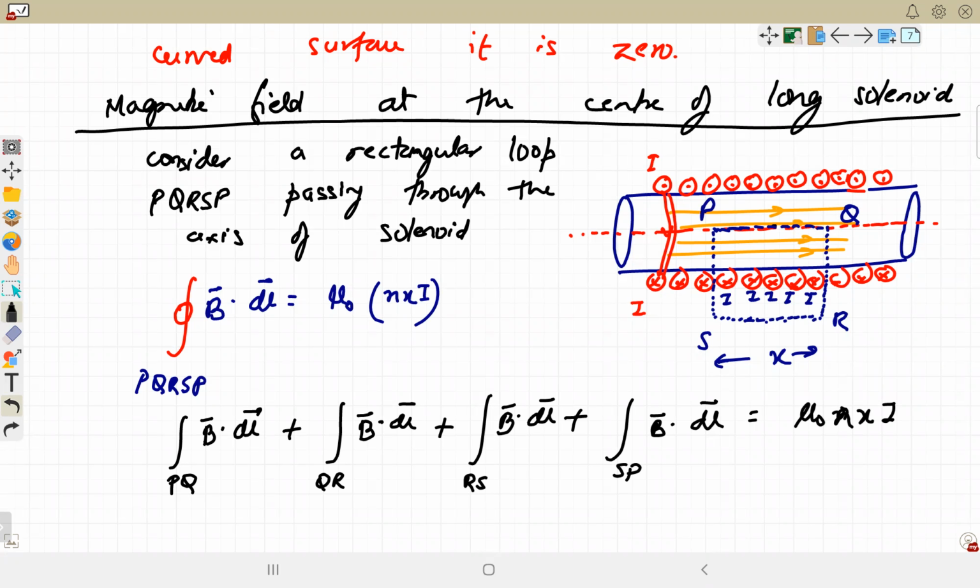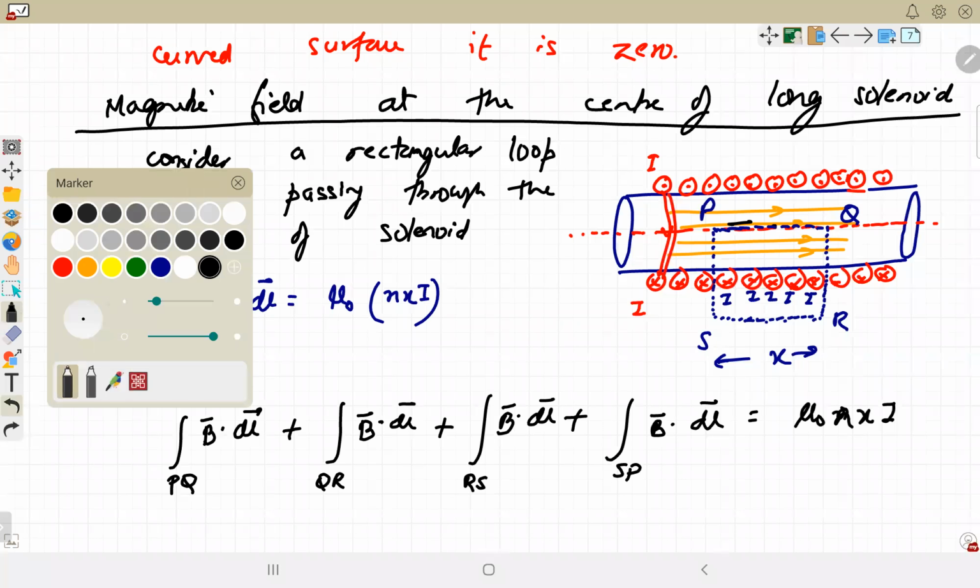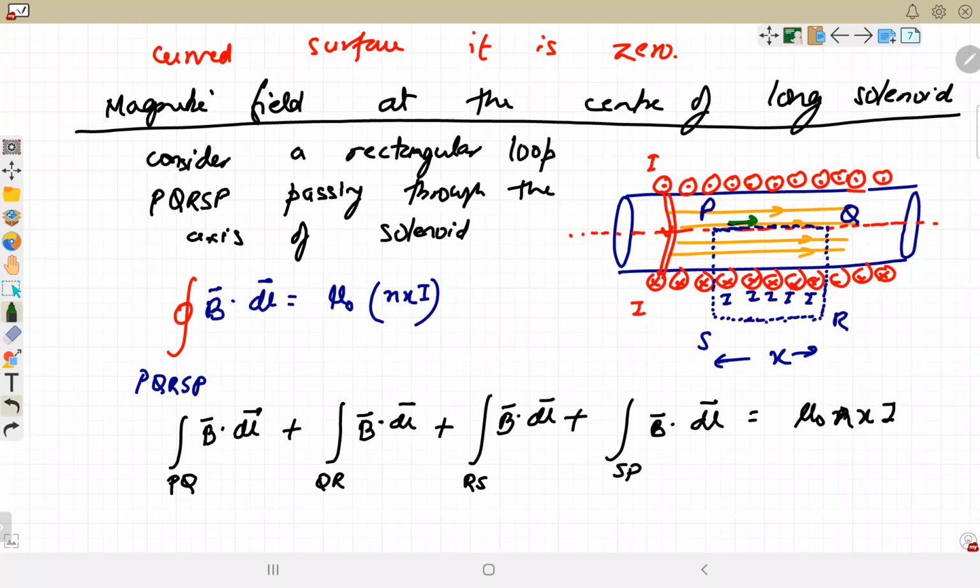If you integrate on PQ, B and dL are in the same direction. When you integrate, B comes out since B is constant everywhere, and the integral of dL is the length, which is x. PQ length is equal to RS, which is equal to x.